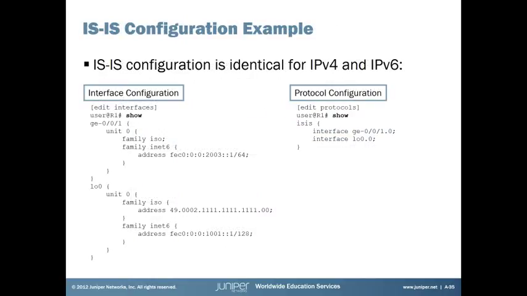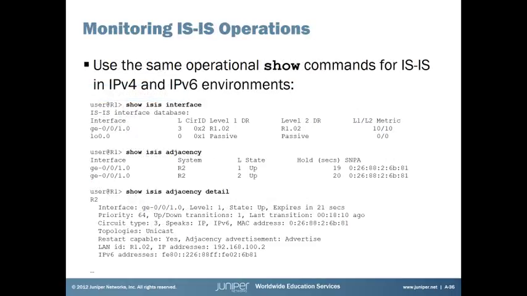Different protocols for using ISIS, pretty much the same for IPv4 and IPv6. The family ISO is what identifies the ISIS protocol, and then we're simply putting those IPv6 addresses on the interfaces as usual. Same operational commands for ISIS. So regardless of whether we're using IPv4 or IPv6, the same command. So you don't have to go ISIS 6 like you did with OSPF.